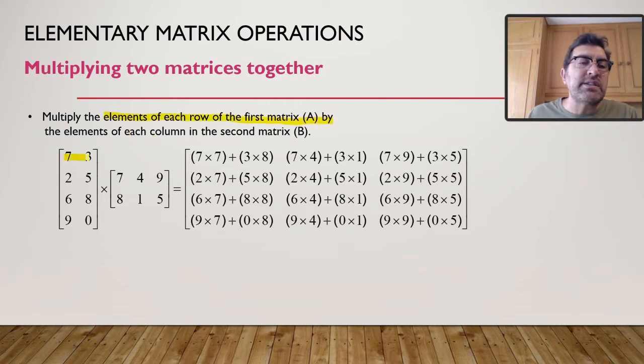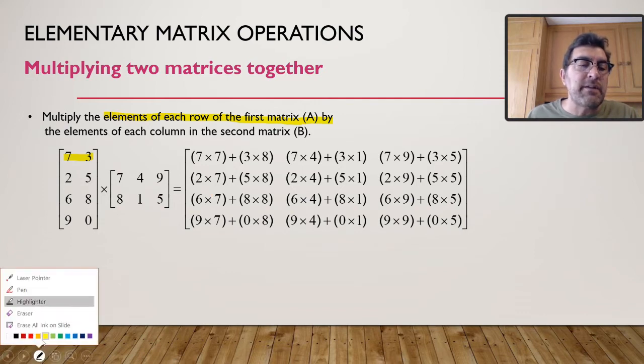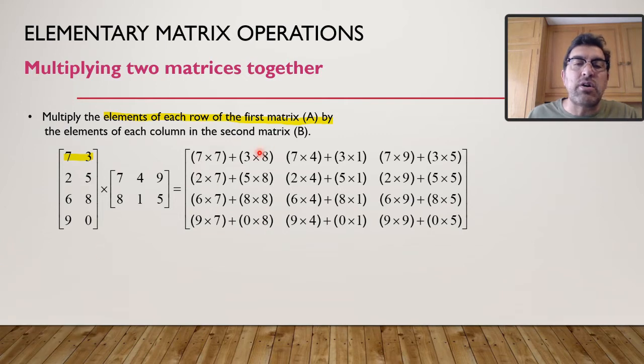So the number of rows here determines the number of rows in the final product. The number of columns in the second one determines the number of columns. If I look carefully, I can see that there are 3 columns, column 1, column 2, column 3, that correspond to the columns in the second matrix, and 1, 2, 3, 4 rows that correspond to the number of rows in the first one.